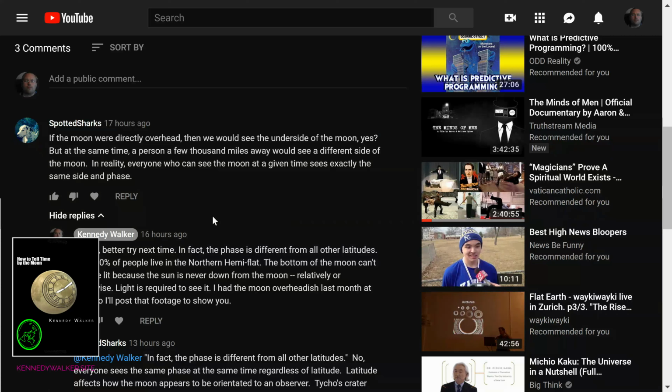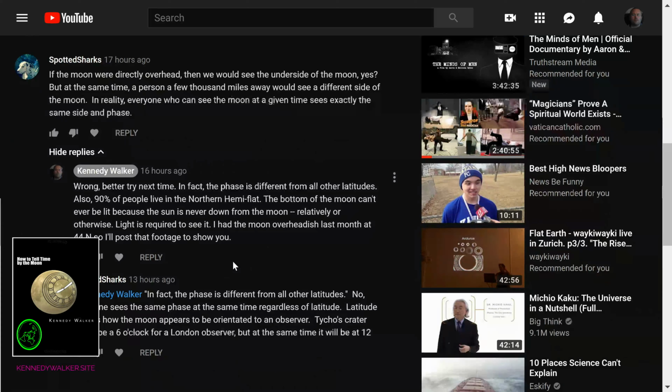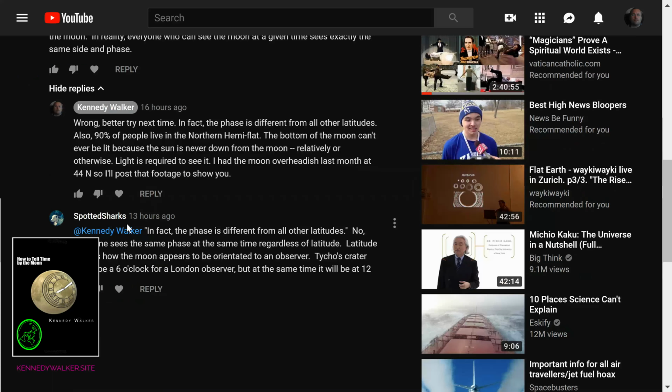And that's why it's admitted in Google that this isn't even true. In fact, the phase is different from all other latitudes. Also, 90% of people live in the northern hemiflat. The bottom of the moon can't ever be lit because the sun is never down from the moon, relatively or otherwise. Spotted sharks. No, everyone sees the same phase at the same time, regardless of latitude. Latitude affects how the moon appears and the orientation to the observer. Tycho's crater might be at 6 o'clock for a London observer, but at the same time it will be at 12. Blah, blah, blah, blah, blah.